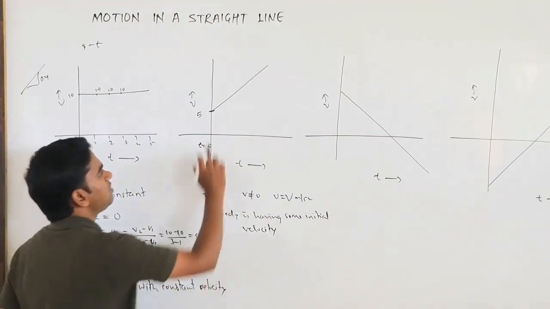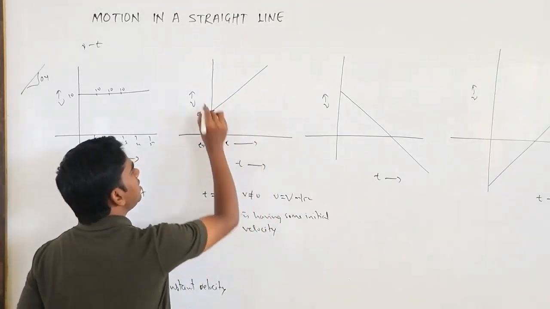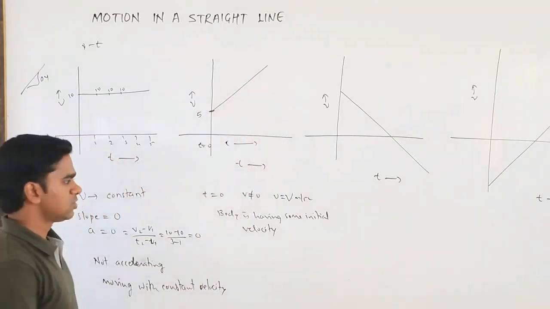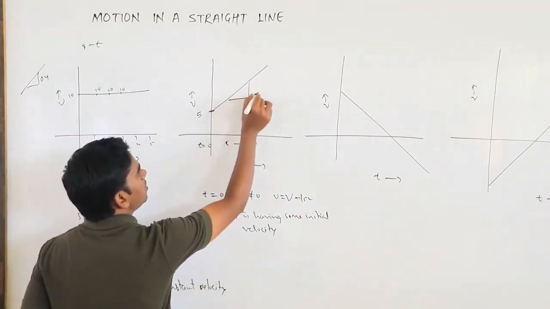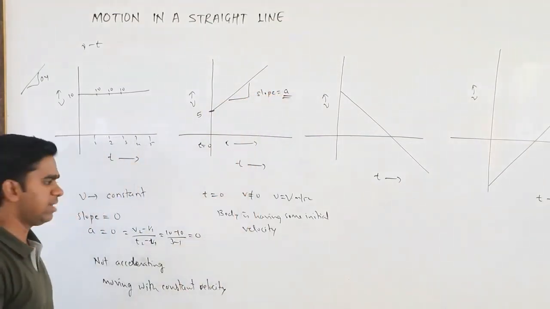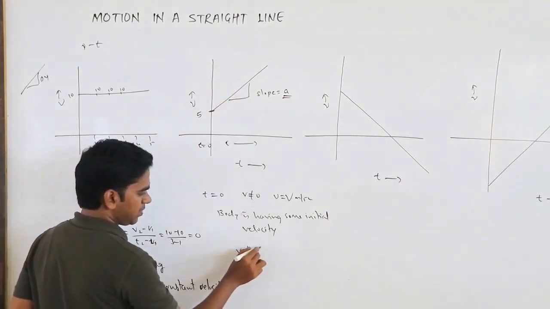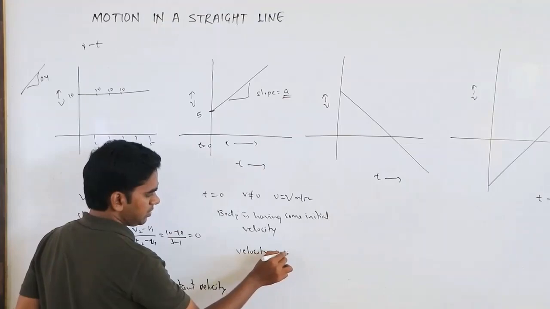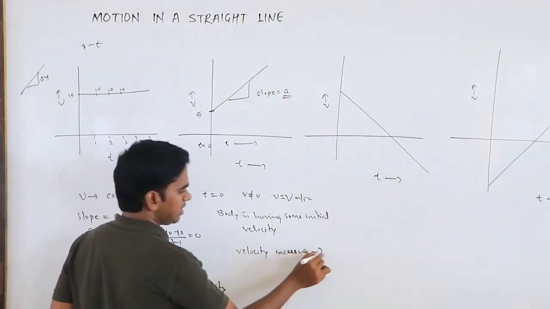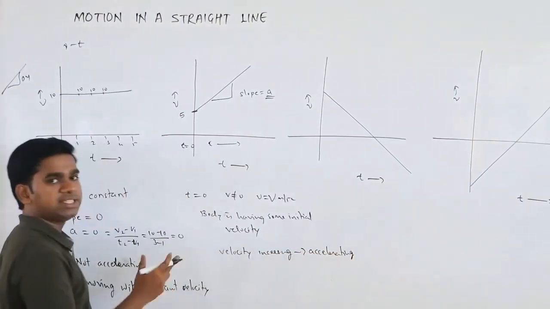Okay, so after that v is increasing as t increases. If you take this slope, you will get some acceleration. So what is happening here? Velocity is increasing. That means what? The body is accelerating.